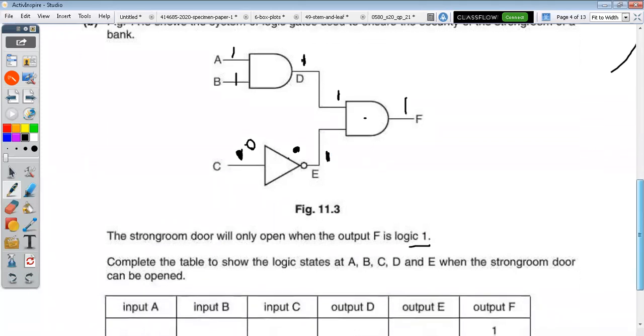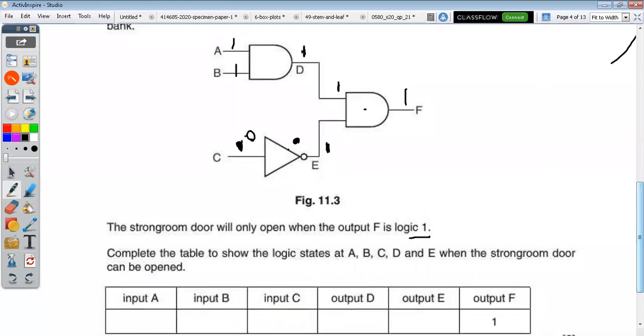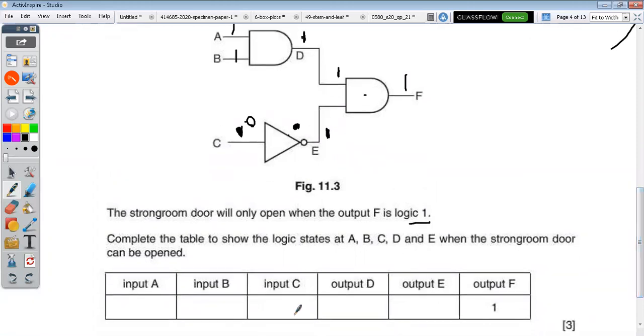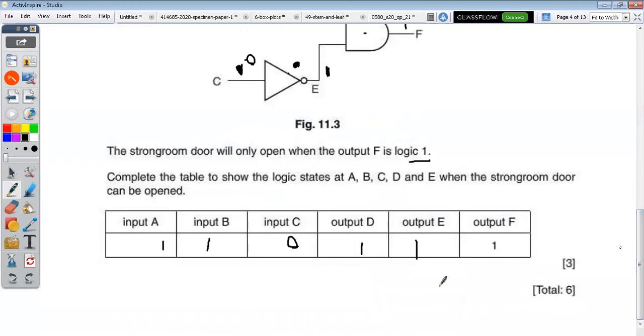So we started from the OR gate, but I explained going down. A NOT gate takes one input. We don't need a table for that because it's simply one input. If it's a one, it's a zero. If it's a zero, it's a one. So it means this has to be a one, this has to be a one, and this has to be a zero. D is zero and E is one. We get the 3 marks.